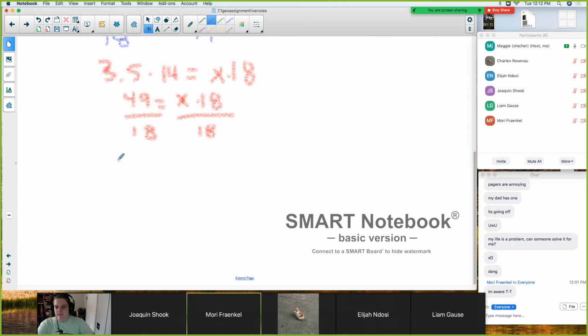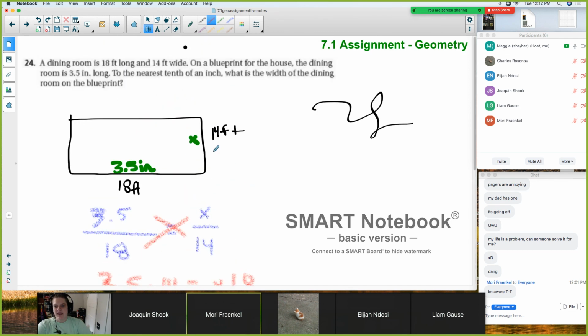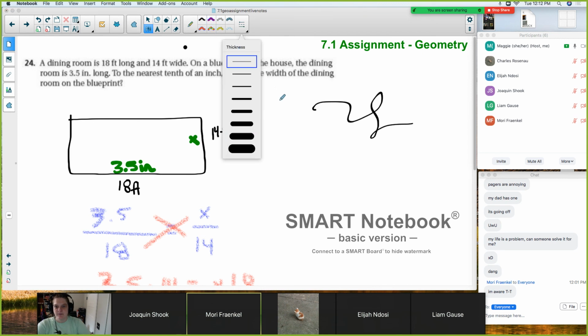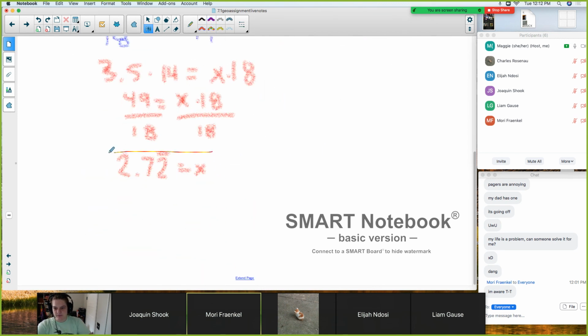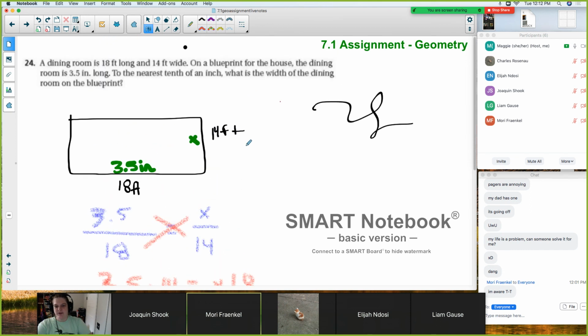And so x, or the width of that, is going to be that terrible decimal. Let's do creative pen. 2.72. We are talking about inches.